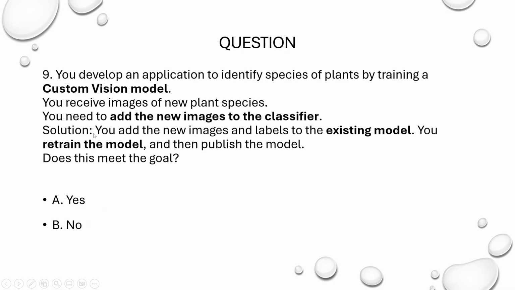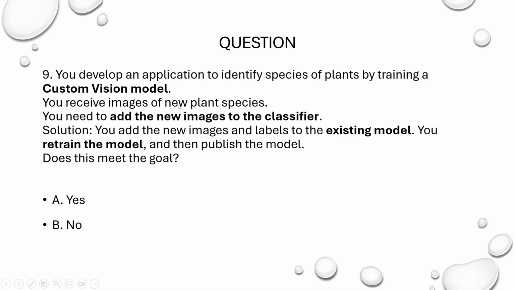Now to the next solution. The question is the same, but the solution is different. You add the new images and labels to the existing model. You retrain the model and then publish the model. Does this meet the goal? Yes or no? So it is again a custom vision classifier model.